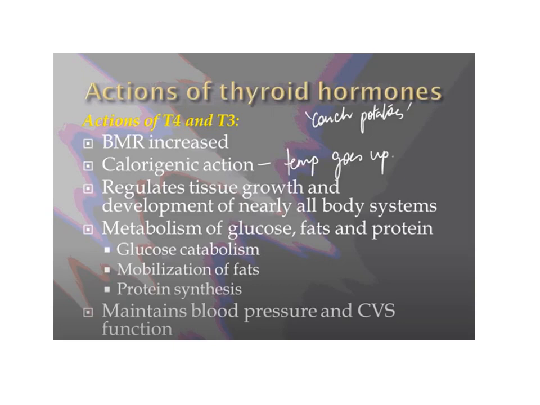They say we would be couch potatoes if the thyroid was not there, which is responsible for our awakeness and activity. So these thyroid hormones increase the BMR, they have a calorogenic effect. That means it raises the temperature. It regulates the growth and the development of nearly all the systems of the body. It controls the fat metabolism, protein metabolism, glucose metabolism, and helps in the mobilization of fats.